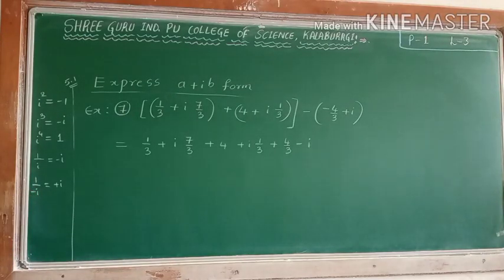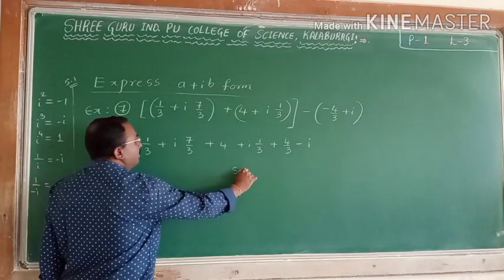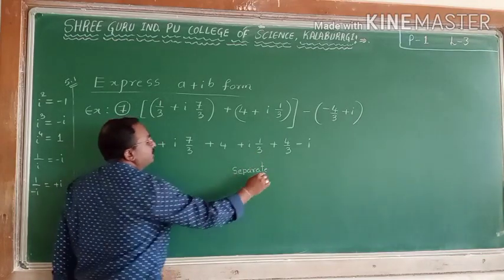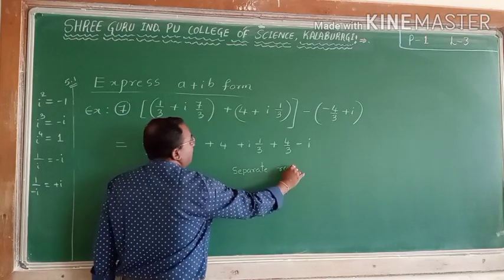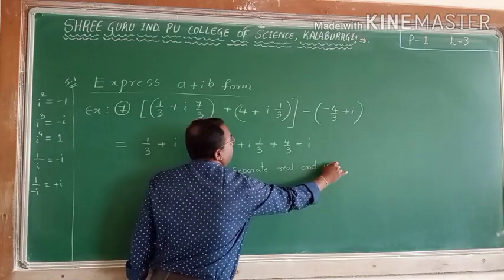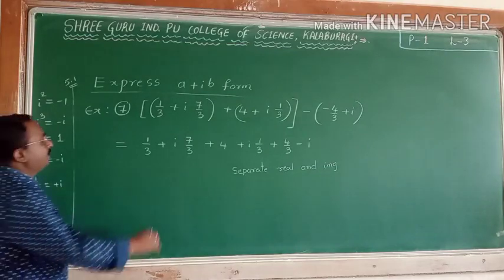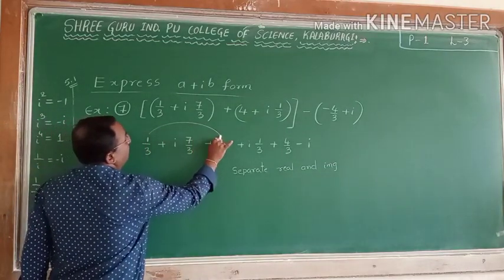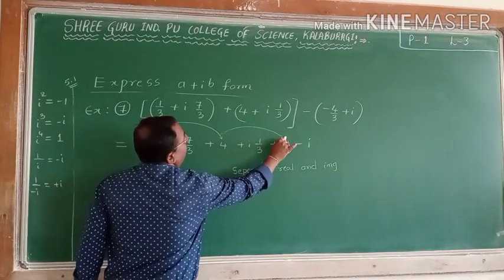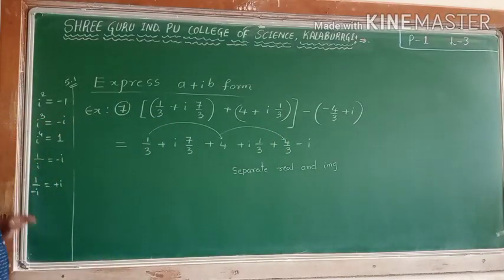The next is separate real and imaginary parts. Separate real and imaginary parts. Here real parts are what? 1 by 3, 4 and 4 by 3. These 3 are the reals, remaining 3 are the imaginary.